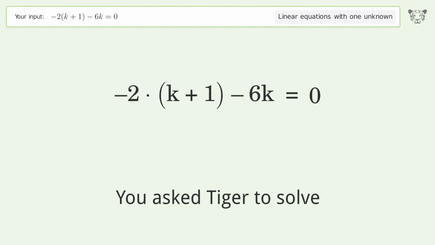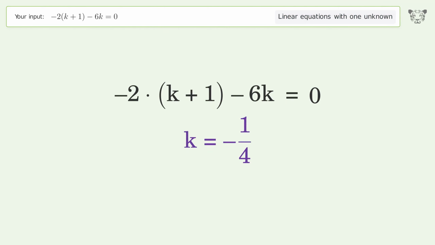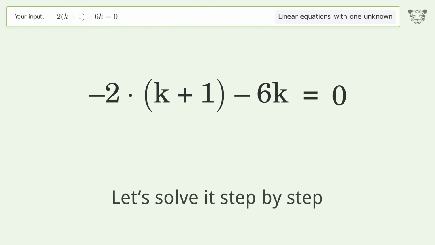You ask Tiger to solve. This deals with linear equations with one unknown. The final result is k equals -1/4. Let's solve it step by step.